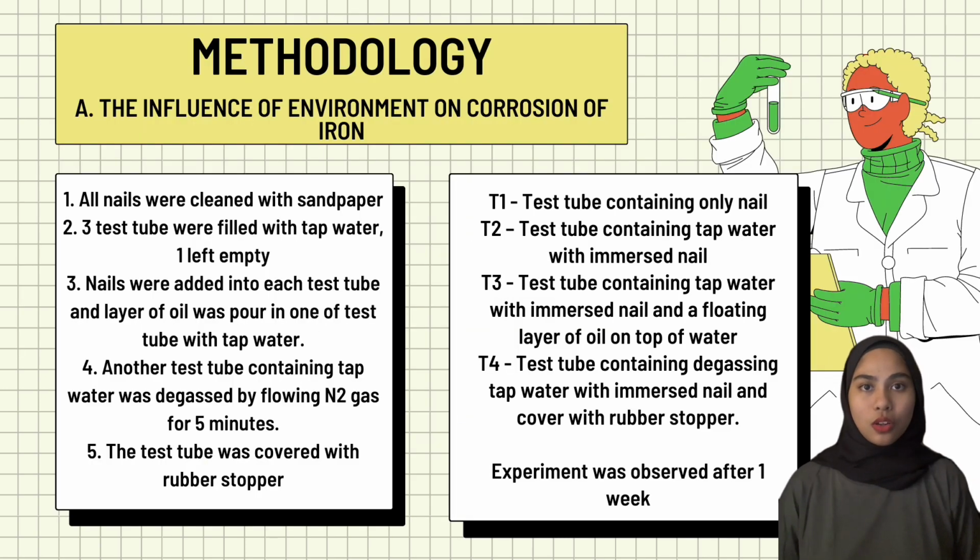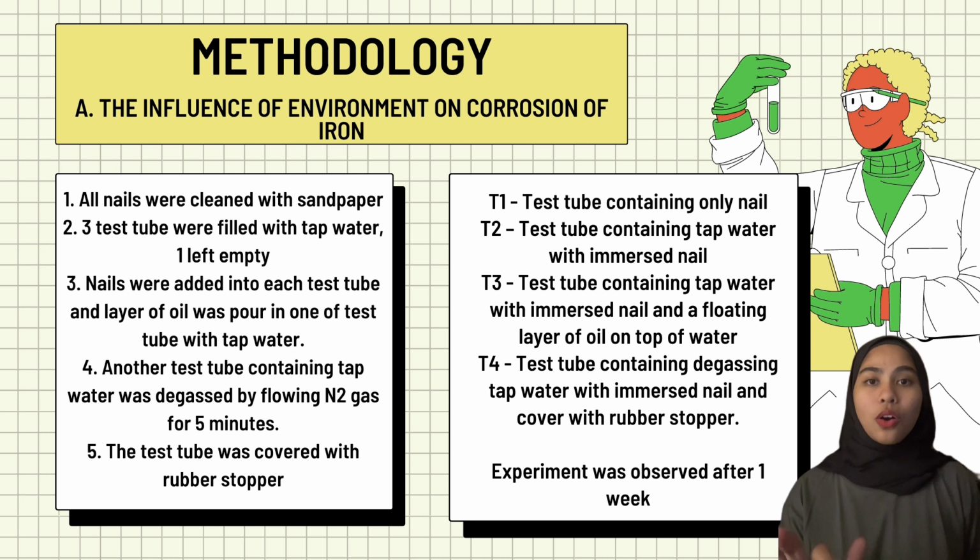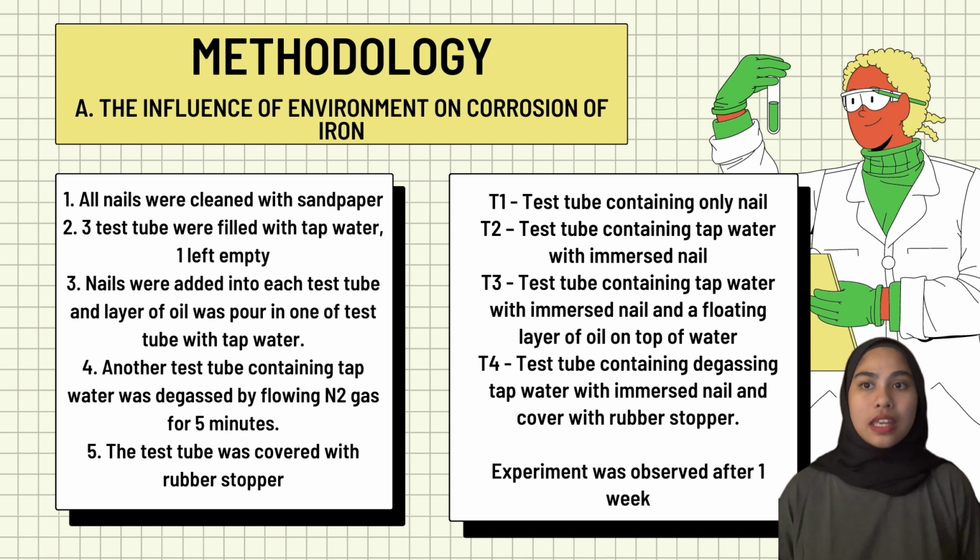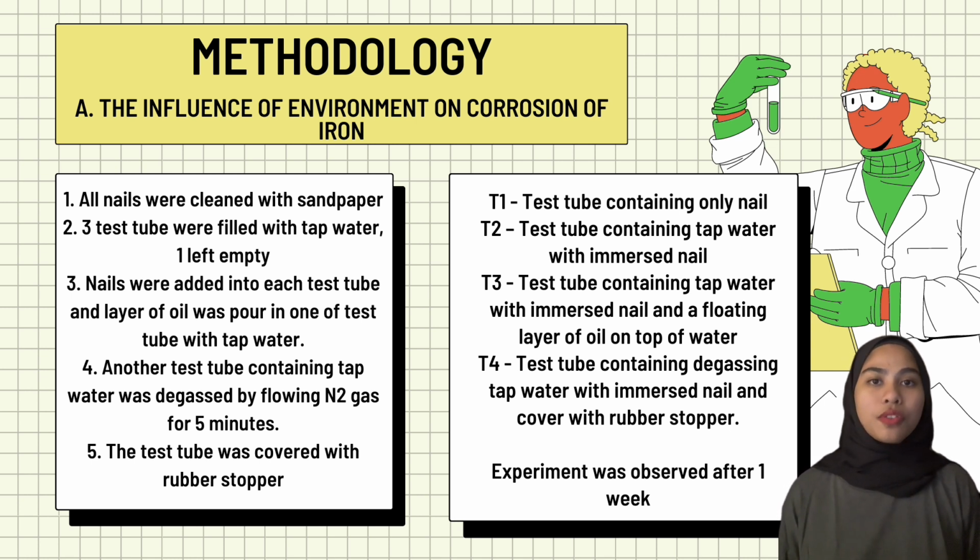Next, the methodology. The first method that we want to investigate in this experiment is the influence of environment on corrosion of iron. The first step is that all nails were cleaned with sandpaper. Second, three test tubes were filled with tap water and one was left empty. Nails were added into each test tube and a layer of oil was poured into one of the test tubes with tap water. Another test tube containing tap water was degassed with nitrogen gas for 5 minutes, and then the test tube was covered with a rubber stopper.